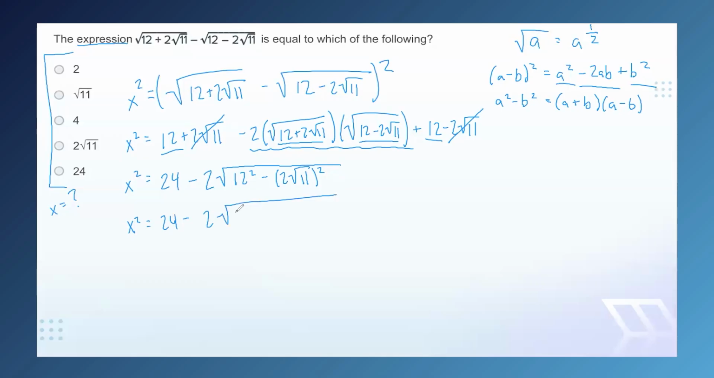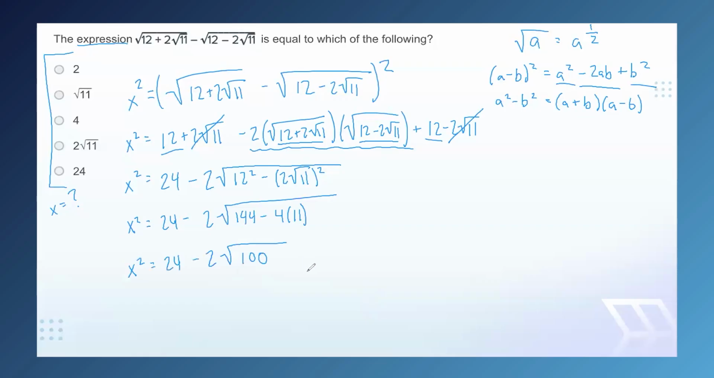The square of 12 is 144. Applying my square across both of these terms is going to give me 4 times 11. Super important to distribute that square. Continuing on, I'm going to see that 4 times 11 is 44. So I'm going to end up with 144 minus 44, or 100 under this square root.